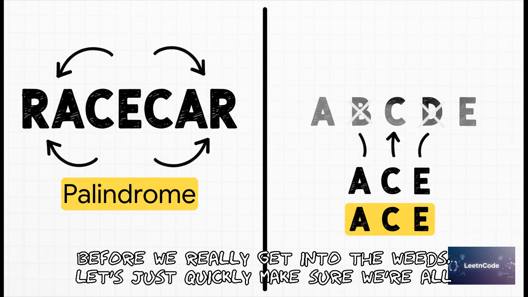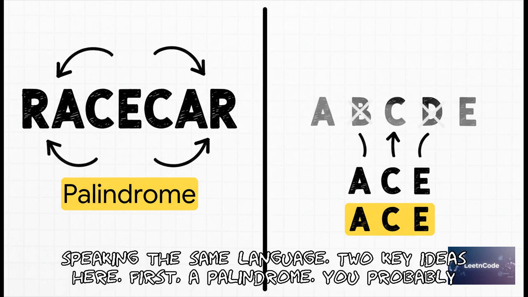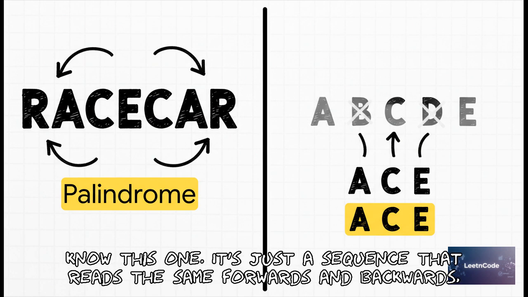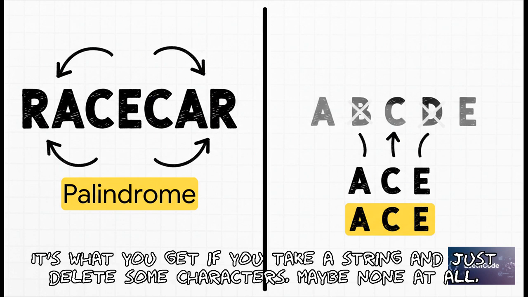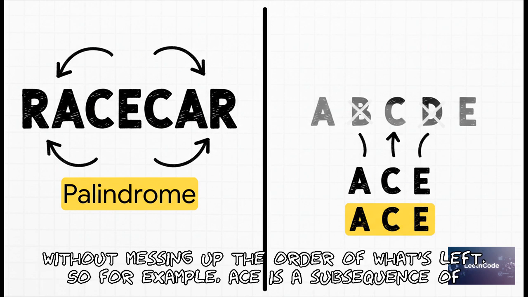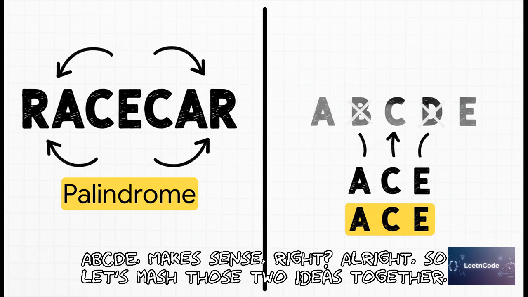Okay, before we really get into the weeds, let's just quickly make sure we're all speaking the same language. Two key ideas here. First, a palindrome. You probably know this one. It's just a sequence that reads the same forwards and backwards, like "level". Simple. Now, the second one, subsequence, is a little more interesting. It's what you get if you take a string and just delete some characters, maybe none at all, without messing up the order of what's left. So, for example, ACE is a subsequence of ABCDE.